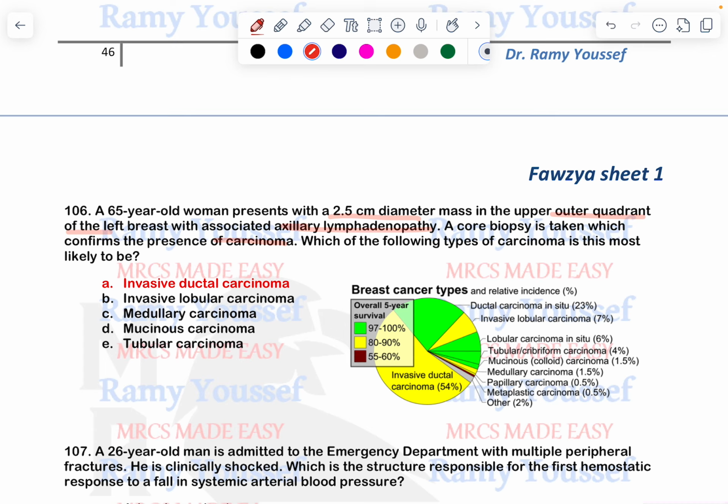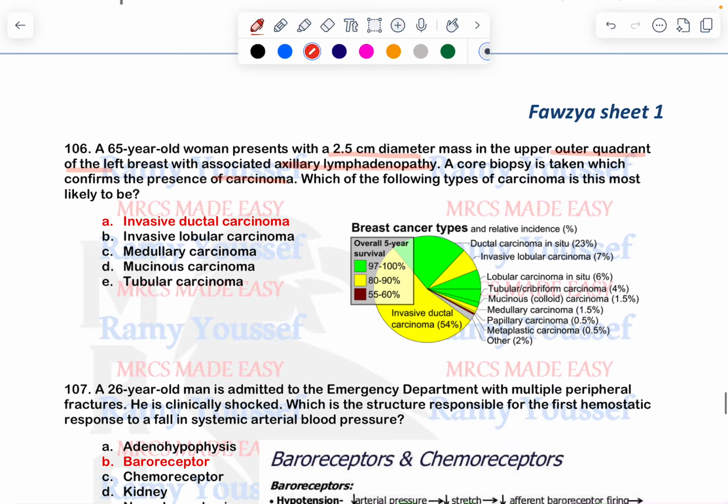A 26-year-old man is admitted to the emergency department with multiple peripheral fractures. He is clinically shocked. What structure is responsible for the first hemostatic response to a fall in systemic blood pressure? Baroreceptors.